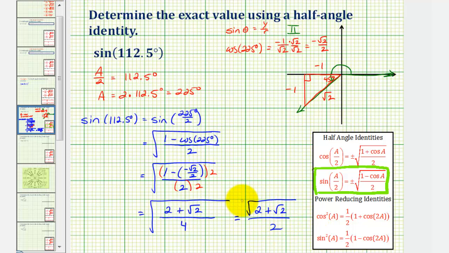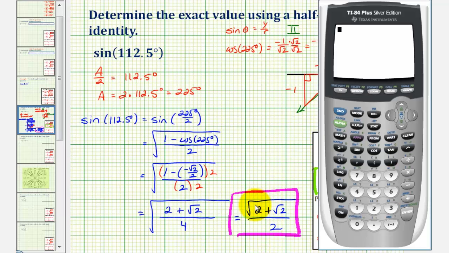Let's go ahead and verify this by converting this exact value to a decimal approximation, and then also find the sine function value on the calculator. Let's first convert this exact value to a decimal approximation. So we would have in the numerator the square root of 2 plus the square root of 2, right arrow, close parenthesis, divided by 2.